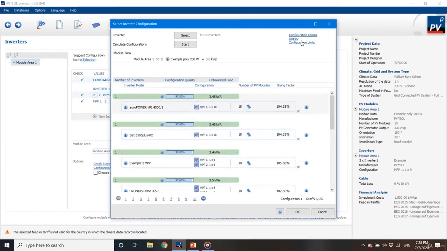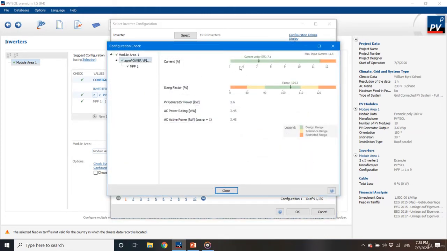We can see some information here. This is the maximum current under the peak of the PV panels. It's 7.1 ampere, and the inverter's maximum allowed input current is 11.5 ampere. So it's okay. The sizing factor here is 104.3, dividing the 3.6 kilowatt peak output of the PV array by the AC active power, which is 3.4 kilowatt at cosine phi equal 1.